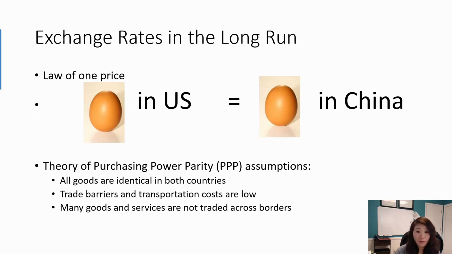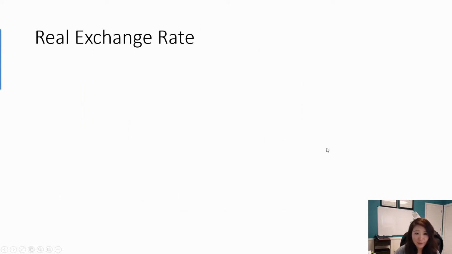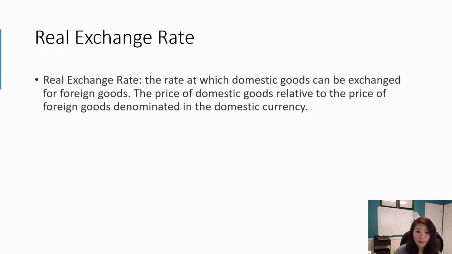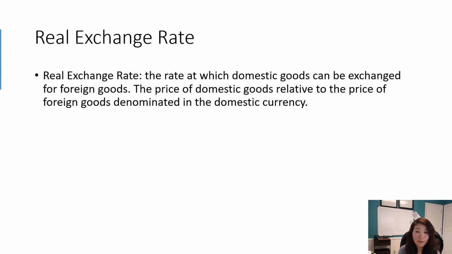When we look at the long run exchange rate, we have to discuss another perspective of the theory of purchasing power parity, called the real exchange rate. The real exchange rate is the rate at which domestic goods can be exchanged for foreign goods. In order to calculate it, we use the second definition: the price of domestic goods relative to the price of foreign goods denominated in the domestic currency. So first of all, you get the price of one egg in the United States.